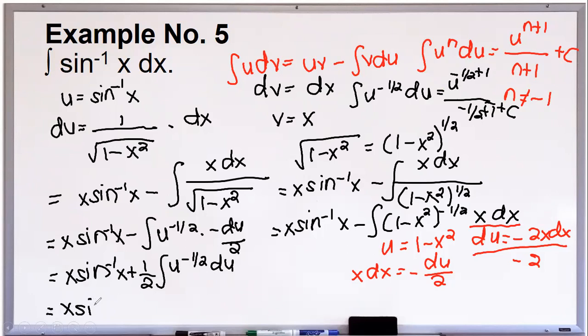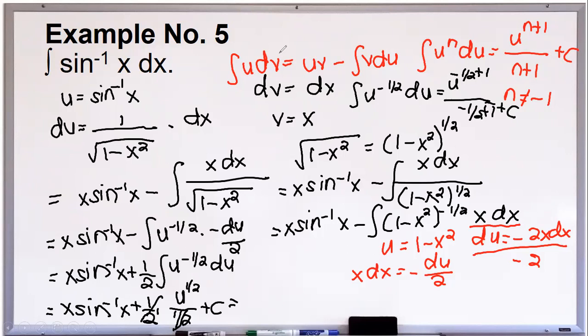X arc sine of x plus 1/2 multiplied by u. So pag in-add natin itong negative 1/2 plus 1, parehas lang naman siya sa 1 minus 1/2. So this will become u raised to 1/2 over 1/2 plus c. So si 1/2 dito, magka-cancel out. Diba? So and this is also equal to x arc sine of x plus u raised to 1/2 plus c.